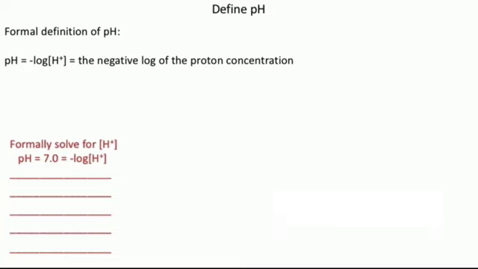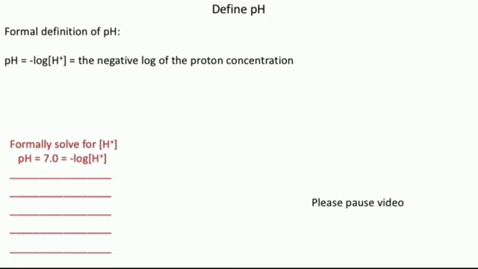And in fact, will you use a little bit of math to formally solve for what the proton concentration is if the pH is 7? Take a little stab at that. It's going to help you, I think, when we get to Henderson-Hasselbalch in terms of thinking about how these values work.